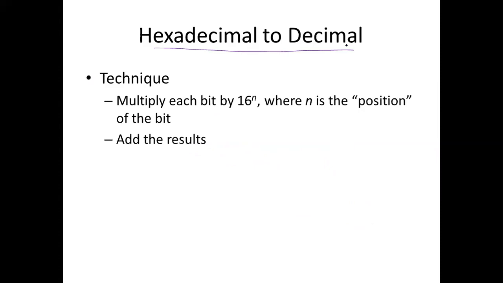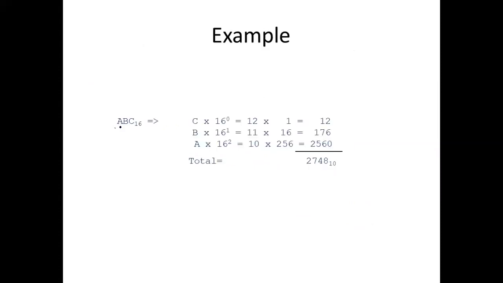हेक्साडेसिमल टू डेसिमल, ये तो हमने देखा था. अगर कोई नंबर गिवन है ABC to the power 16, so 0 position is 0, 1, 2. Okay, C is equivalent to 12, so 12 into 16 to power 0 is 12. B is equivalent to 11, so 11 into 16 to power 1 is 176, and A is equivalent to 10, so 10 into 16 square, that is 256, so 2560. Add them, so 2748.